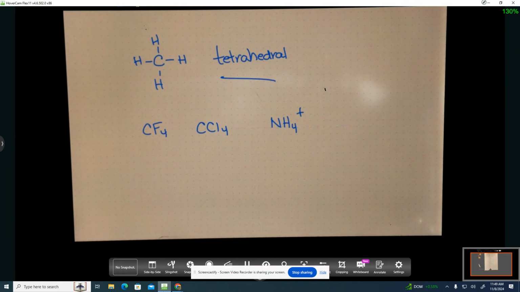Linear, they're in a straight line. Bent is a water molecule. It's bent because there's extra electrons pushing those hydrogens towards each other. You've got trigonal, where you have 3 things around a central atom, and tetrahedral, where you have 4 things around a central atom. Now let's look at carbon dioxide.